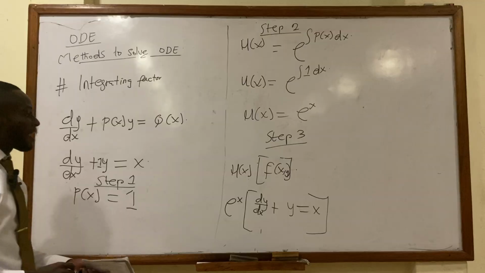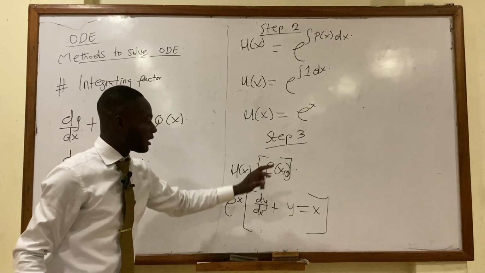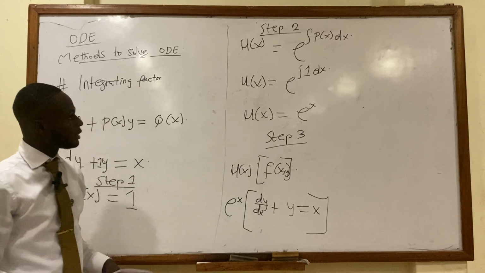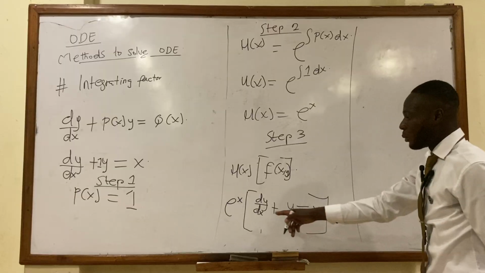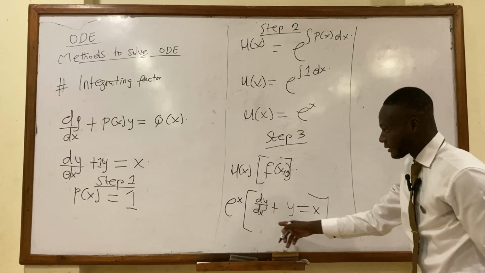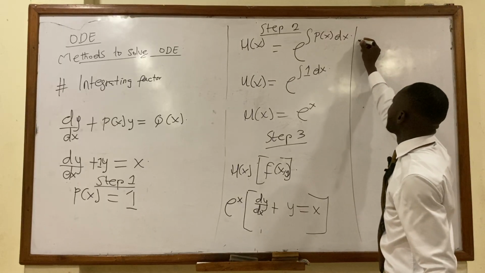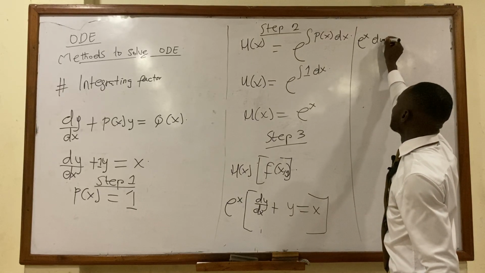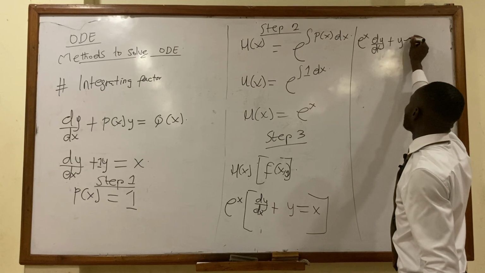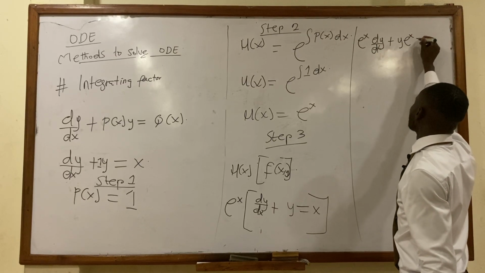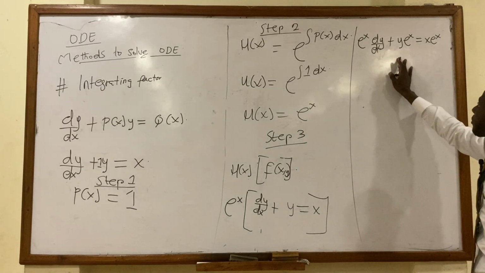We are multiplying everything by the mu of x, and the mu of x is e power x. Good. So we expand, or we split the e power x to each of the items in the brackets. So we have e power x dy dx plus y e power x equals x e power x.